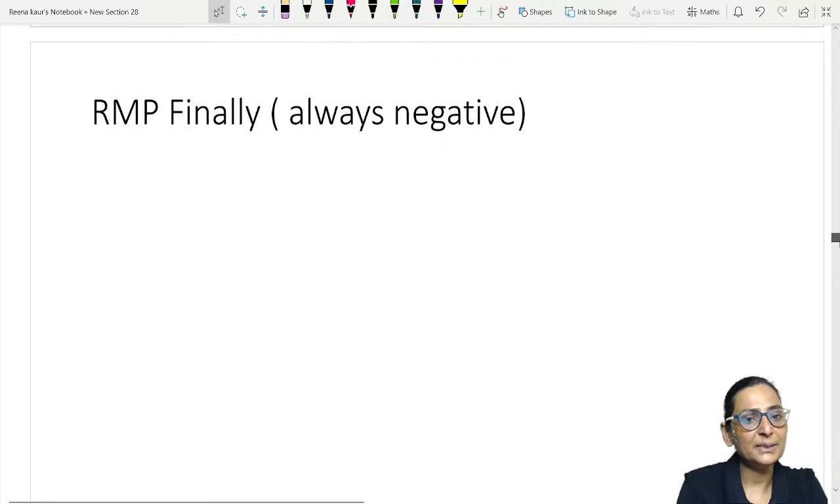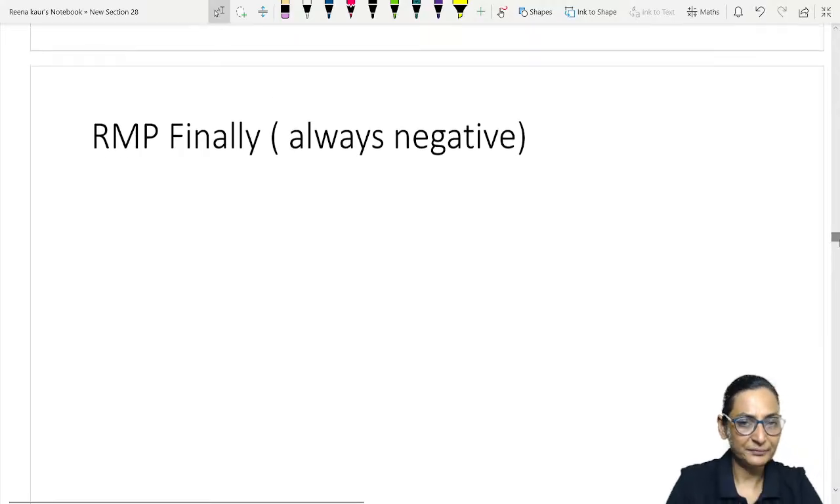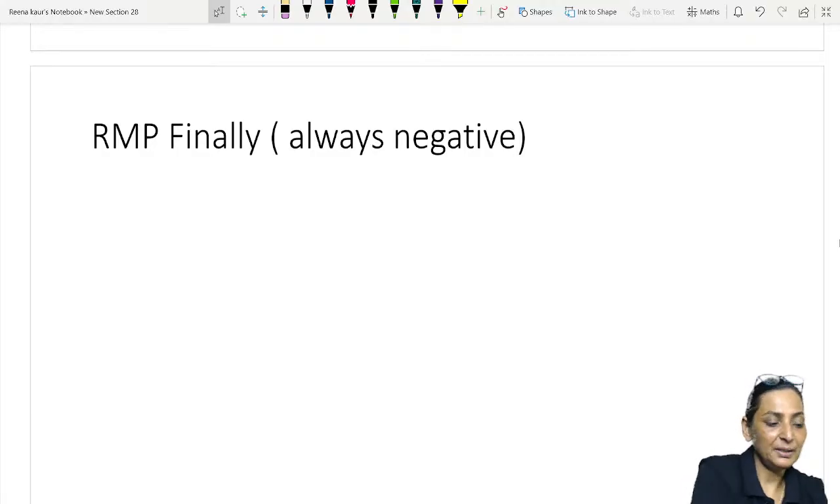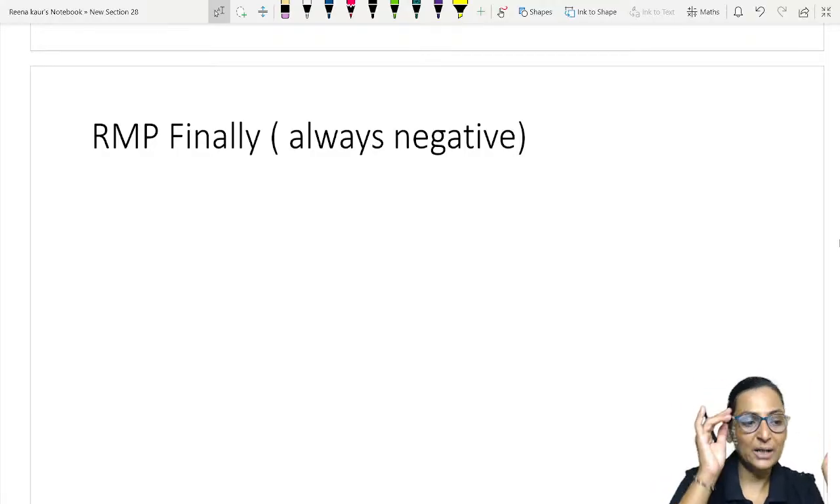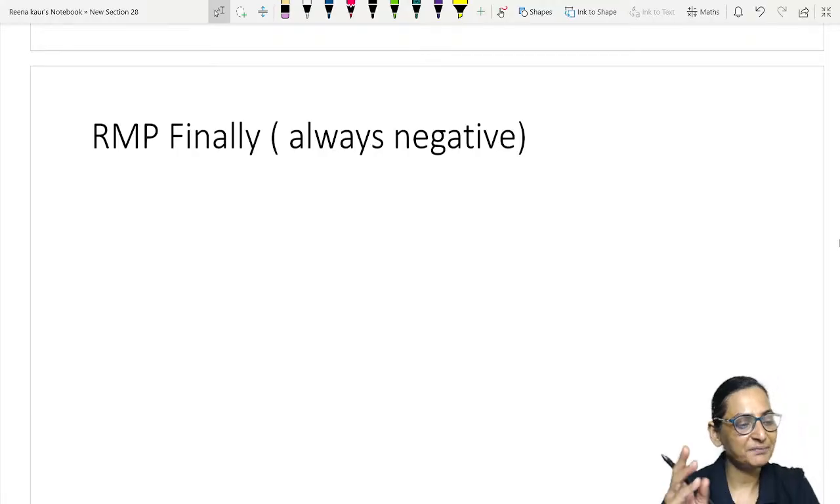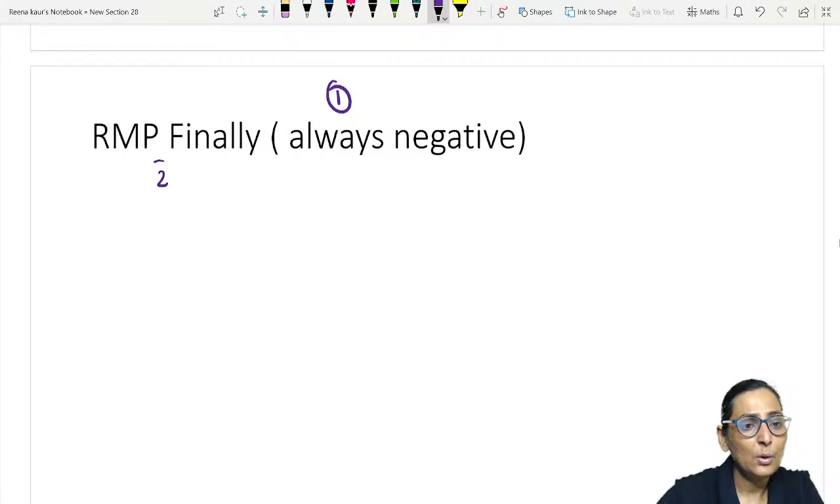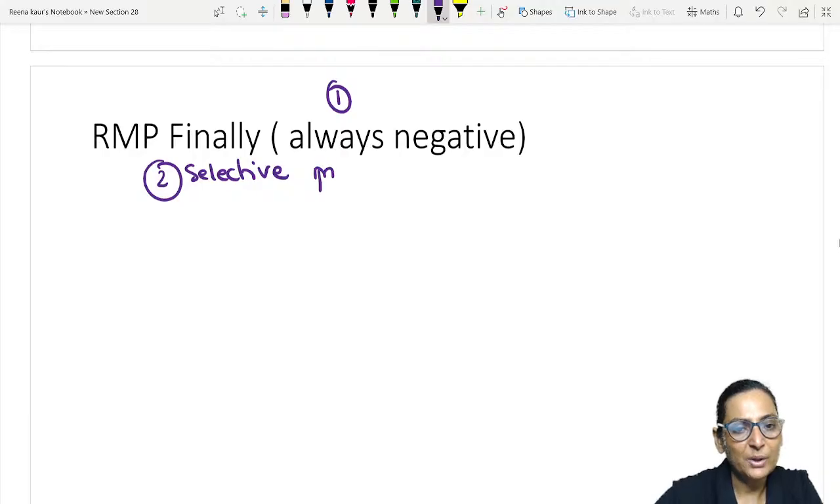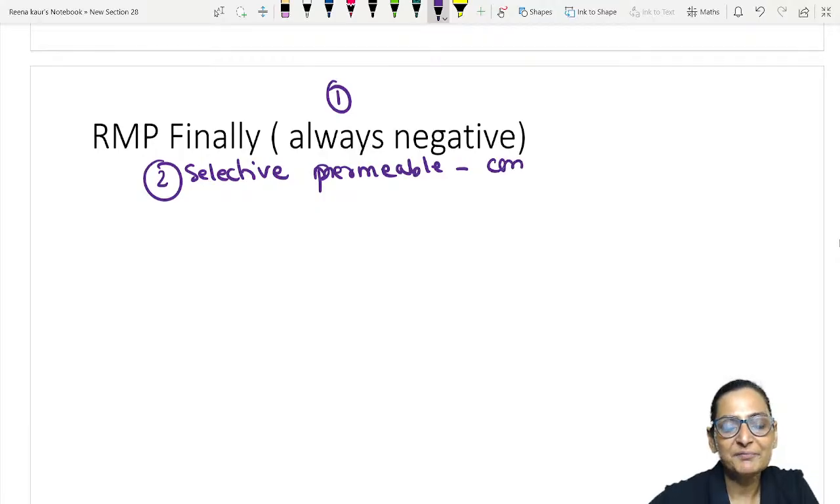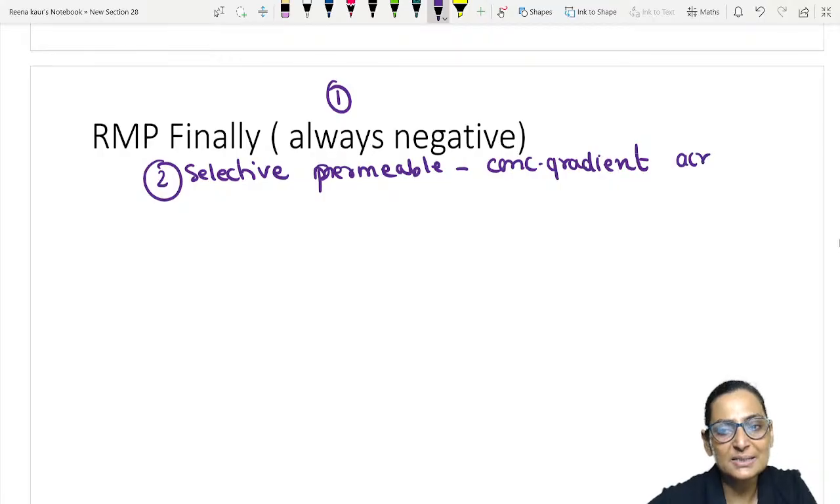So finally remember that RMP is always going to be negative, right? Because of the presence of the non-diffusible anions, that is proteins. It is always going to be negative. And when I have to write an LAQ on RMP, I will have to elaborate all of this. First, what is the cause of negative RMP? Second, always mention the selective permeability of the membrane, because this selective permeability is responsible for developing the concentration gradient of ions across the cell membrane.